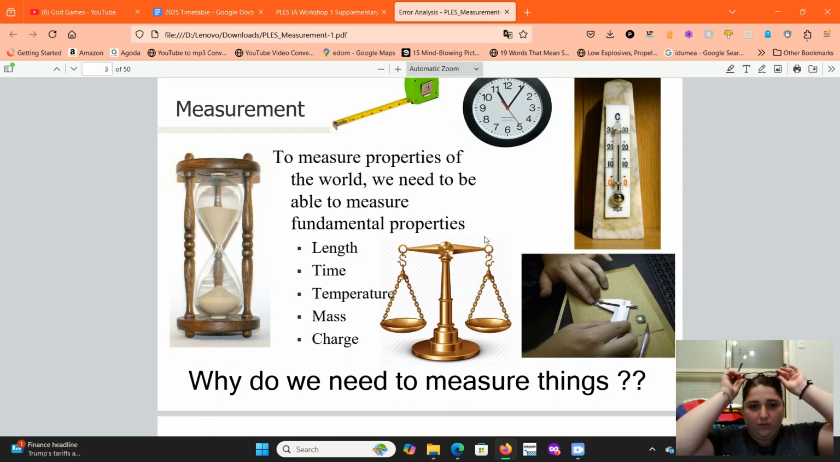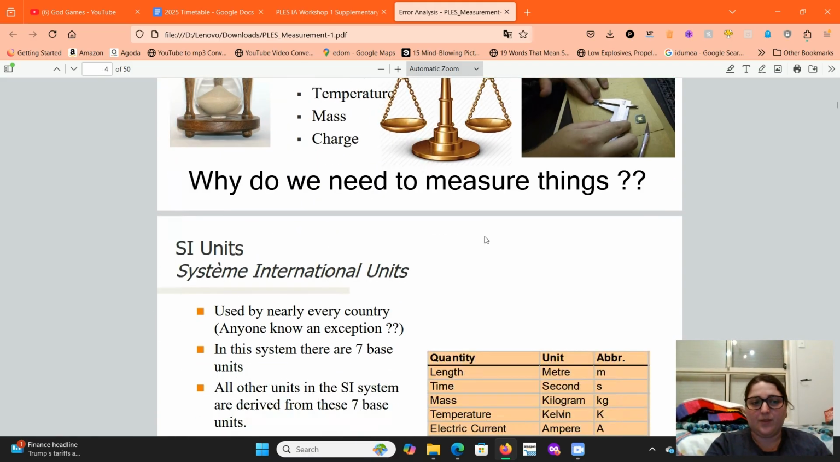Alright, so first and foremost, as you know, measurement, what we use it for to measure properties of the world, we need to be able to measure fundamental properties: length, time, temperature, mass, and charge. Have a think about it. Why do we need to measure things? What's the point of measuring things? If we measure things, we can understand them, we're accurate, we can use them.